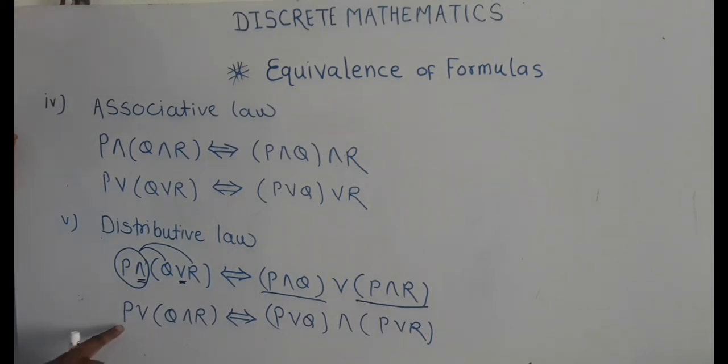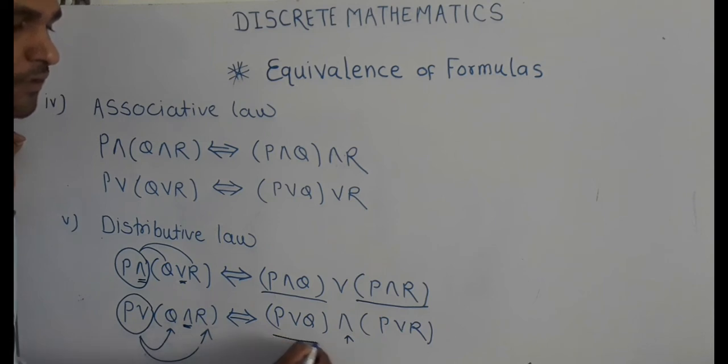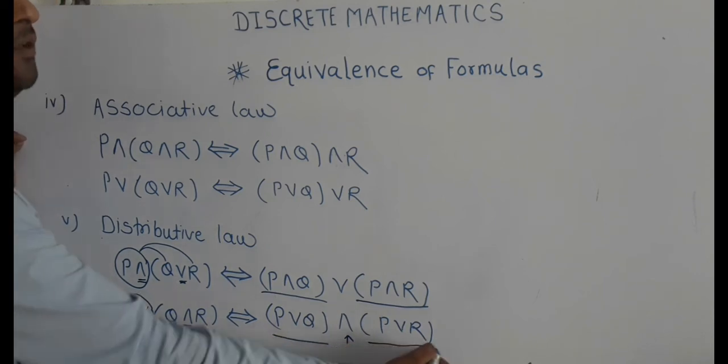Now for the second, if OR is outside the bracket and and is inside the bracket, and we have the formula like P or in bracket Q and R. Here this P or will distribute over Q and over R. That's why it will be logically equivalent to P or Q, and the symbol which is inside the bracket will now be outside the bracket, and P or R. Means P or Q and P or R.